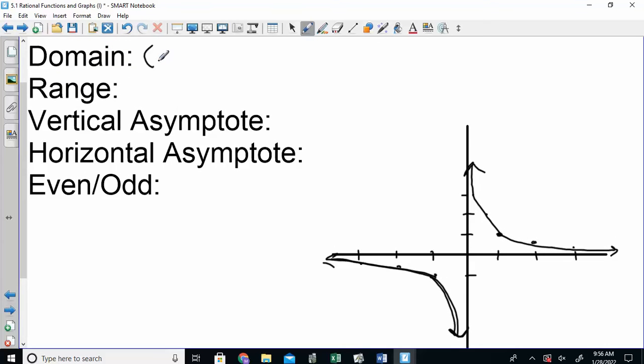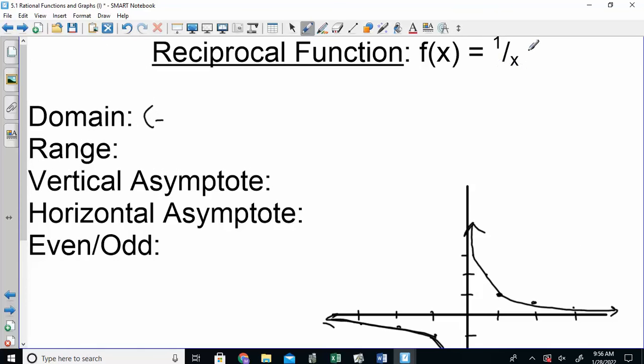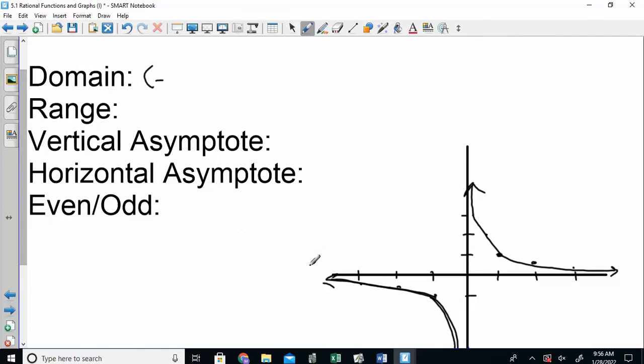What's the domain for this graph? You get 2 places. If I look at the original, what's the one thing x can't be? 0. When I look at my graph, it comes from negative infinity, it stops at 0, picks up again after that. So negative infinity to 0, union 0 to infinity. My range, if I look at my y values, we have all the negatives, we have all the positives, but what don't we hit? 0. So it's the same thing.